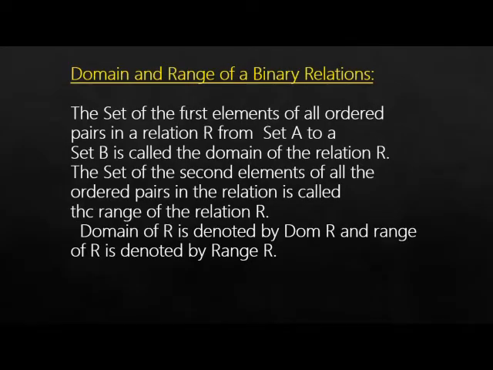Now, domain and range of binary relation. It is also your homework to find out all the cardinality, or the number of ordered pairs in the Cartesian product, and the number of elements in the relations, number of relations as well. Now, coming towards domain and range, the domain of a binary relation is the set of the first elements of all ordered pairs in a relation R from set A to a set B. The set of the second elements of all the ordered pairs in the relation is called the range of the relation R. Domain of R is denoted by DOM R and range of R is denoted by range R.